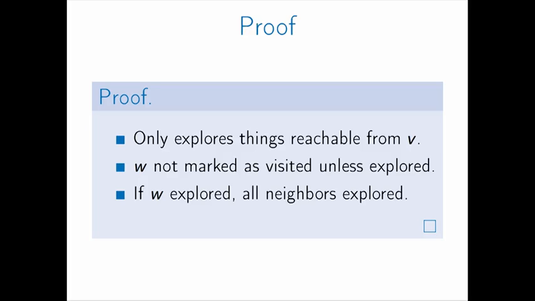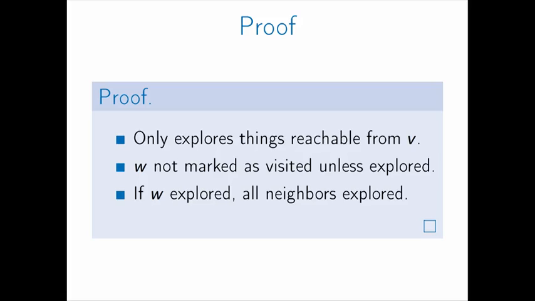And the proof here isn't so bad. The first thing to note is that we only ever explore things that are reachable from V. That's because the way our recursive calls work, we either start at V or we explore a neighbor of a vertex that we've already explored. So any vertex that we end up exploring has to be a neighbor of a neighbor of a neighbor of the original vertex or something. But that does give us a path and says that whatever we got to was reachable.